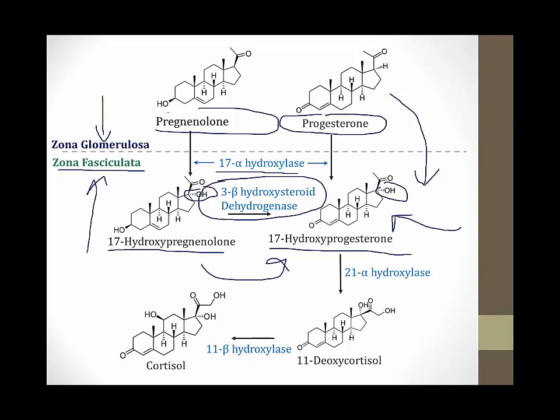Once you have 17-hydroxyprogesterone, 21-alpha-hydroxylase, the same enzyme that was used in the zona glomerulosa, is used again. It adds a hydroxyl group to the 21 carbon to make 11-deoxycortisol, and then 11-beta-hydroxylase, the same enzyme that also worked in the zona glomerulosa, will make cortisol from 11-deoxycortisol.